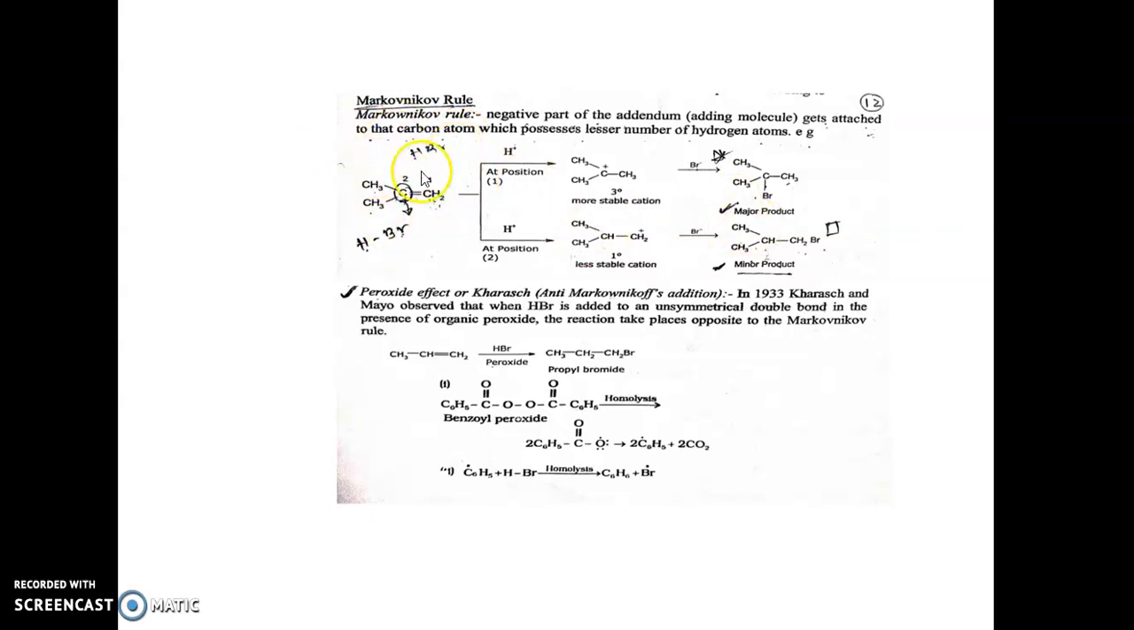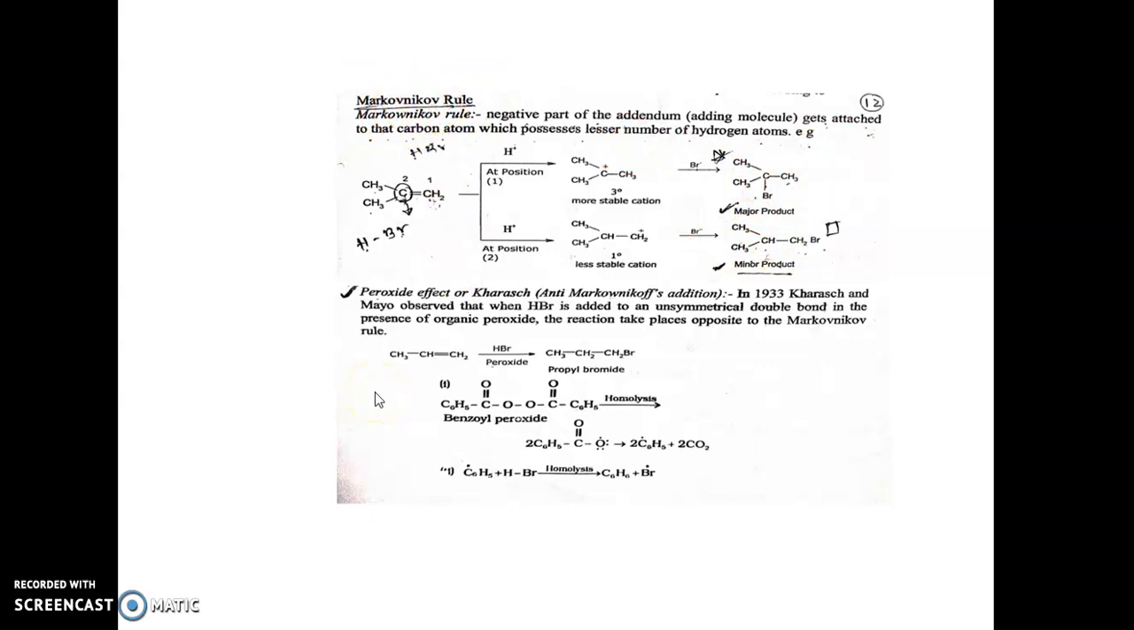Whenever a molecule is added to an alkene, the negative part of the molecule, here Br minus, the negative part of HBr, will be added to that carbon atom which contains less number of hydrogen atoms. Since this carbon contains fewer hydrogen atoms, Br minus will be added here, and this is going to be your main product. Main product in chemistry is called the major product, and the side product is called the minor product. Why is it major? According to Markovnikov's rule, right?